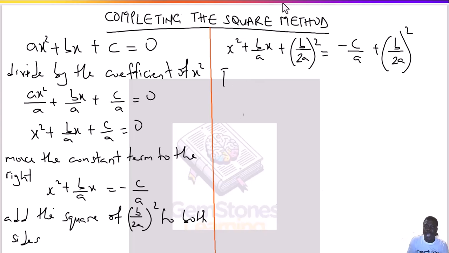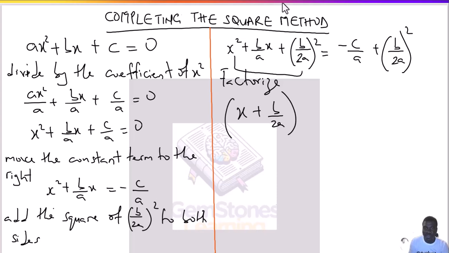So from here, what do we do? We factorize, picking these two together. That will be x plus b over 2a all squared is equal to minus c over a plus b squared all over 4a squared. This is what we use in solving using the completing the square method.